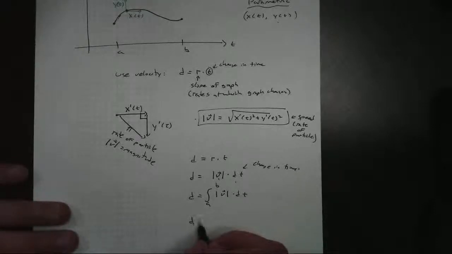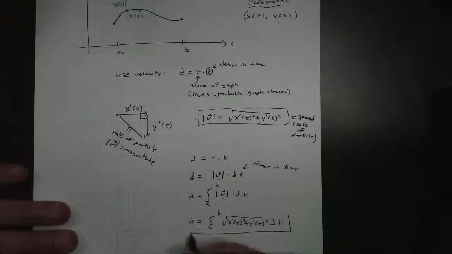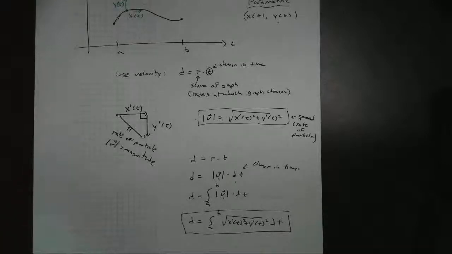In other words, if I replace it with the magnitude I found here, from A to B, we're going to get the square root of x prime of t squared plus y prime of t squared. Don't forget the dt. And that's how we get distance traveled using vectors.